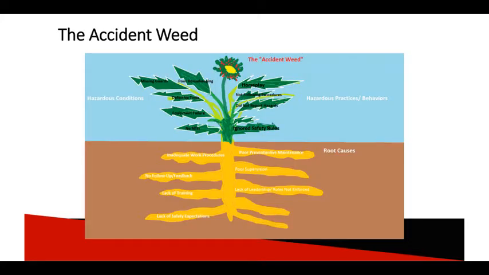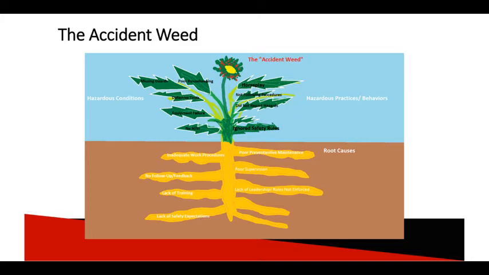The accident weed. As you can probably already tell, I'm a very visual learner. I like to use pictures and analogies and tell stories to get my message across. This picture shows the three accident causes. On the left, hazardous condition, which would be considered a direct cause. On the top right, hazardous practices or behaviors, which is an indirect cause. And then the bottom, root causes. So let's just go through some of these. Hazardous conditions: missing guards, poor housekeeping, defective tools, equipment failures, no SDS sheets. Hazardous practices and behaviors: things like horseplay, not following proper procedures, did not report a hazard, ignored the safety rules.